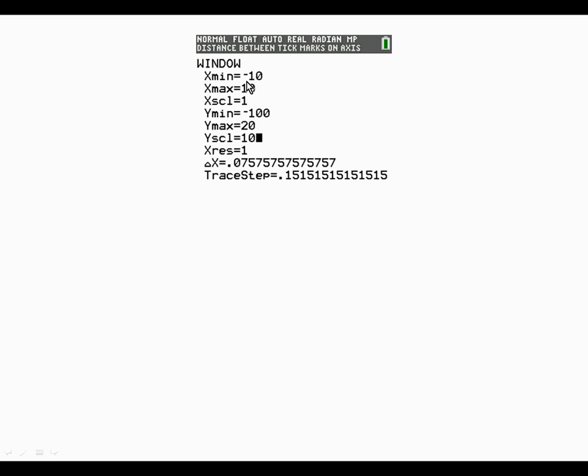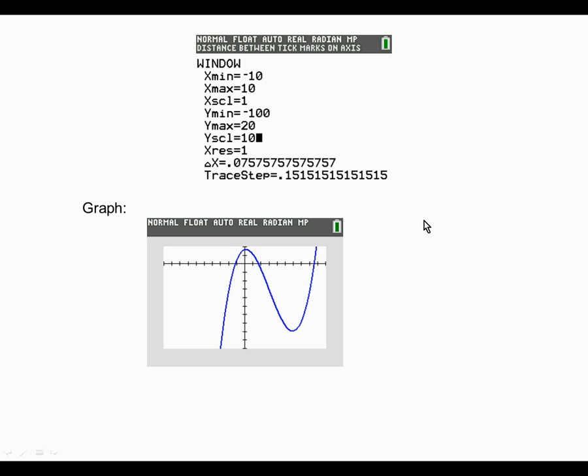But with those settings, all the x stuff stayed the same. Y min was -100, y max was 20, y scale was 10. Now remember, this is going to move the coordinate axes. There's the graph. I'm not really bothered by having the origin be down here in the left-hand corner, but it does kind of bother me to have it right there. So remember, how could you fix this? Change your y max to +100, in which case you probably definitely want to change your scale.